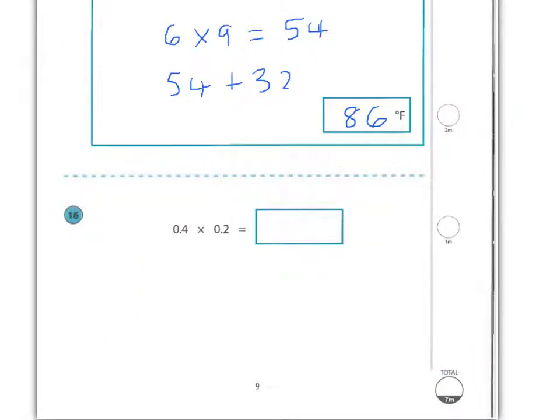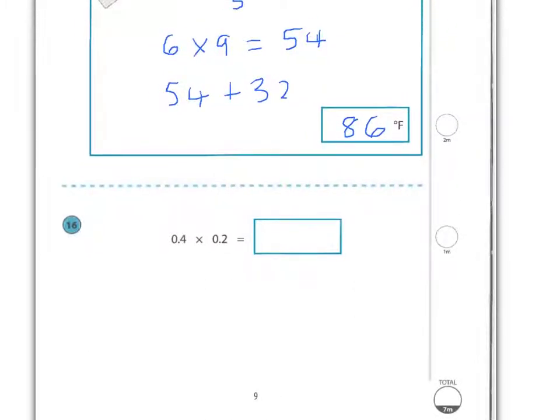Question 16. 0.4 times 0.2. Well, we know 4 times 2 is 8. What we must be careful to do is make sure our answer has the same number of decimal places as the question has in total, which means it should be a 2 decimal place answer. So our answer must be 0.08.